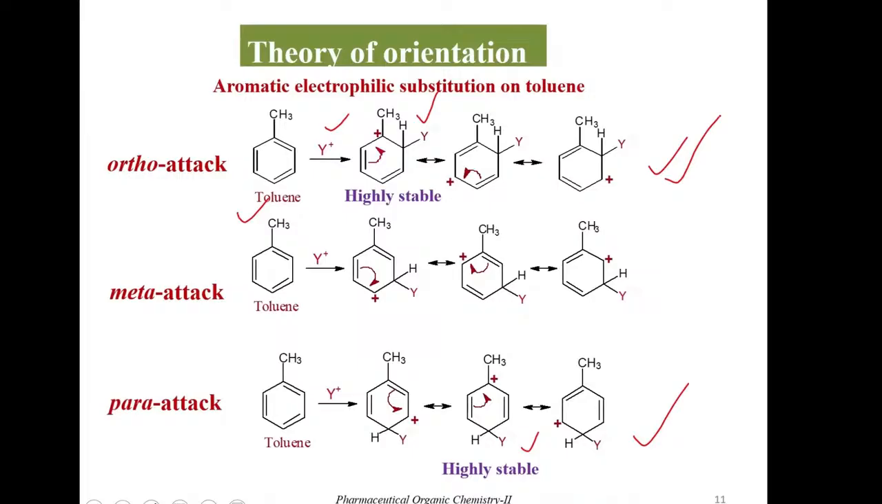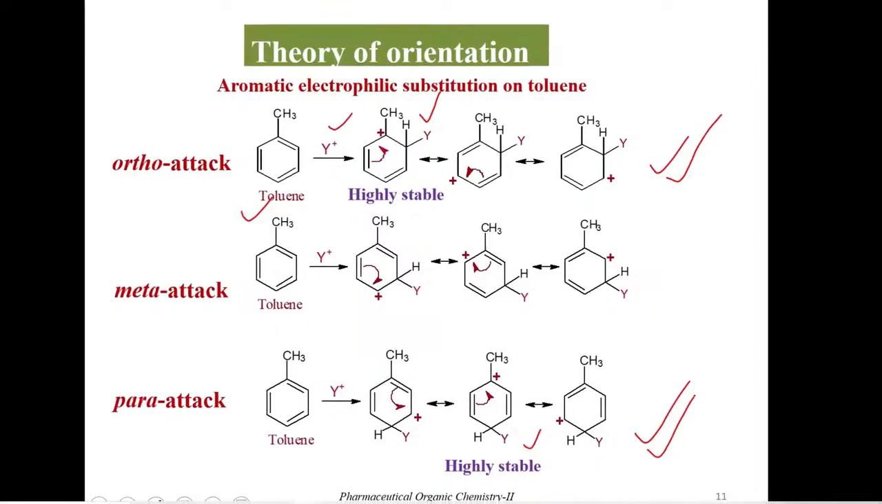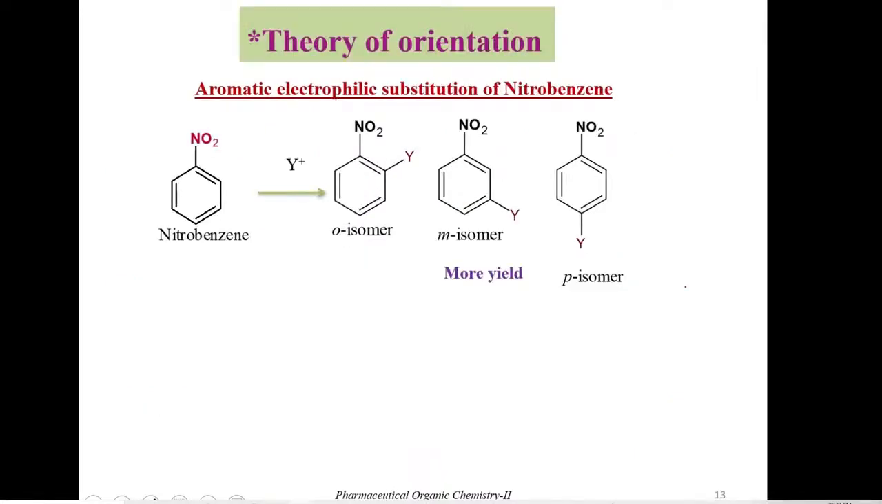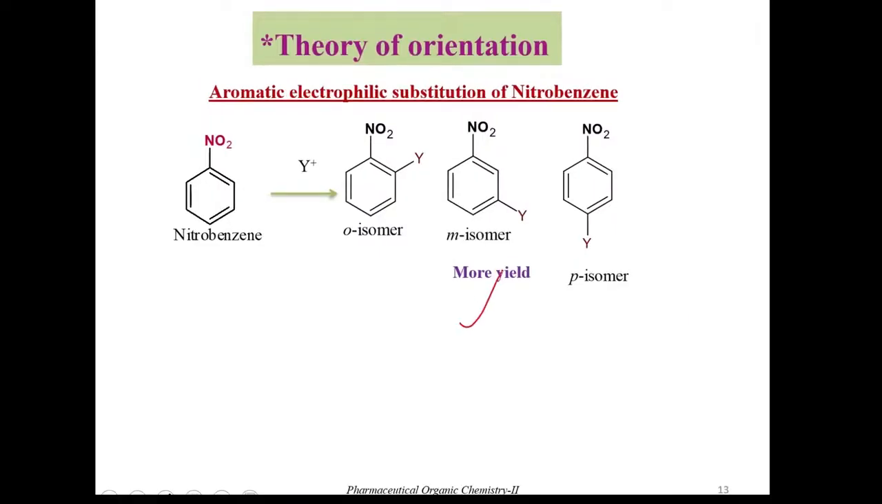So it is because of the formation of highly stable carbocations in ortho attack as well as para attack that toluene prefers substitution at ortho and para positions. Hence, the methyl group is an ortho-para directing group. In case of aromatic electrophilic substitution reactions of nitrobenzene, major yield of the meta isomer is observed. This is because when the electrophile attacks at meta position, the resulting carbocation is more stable when compared with the carbocations obtained in case of ortho attack as well as para attack.